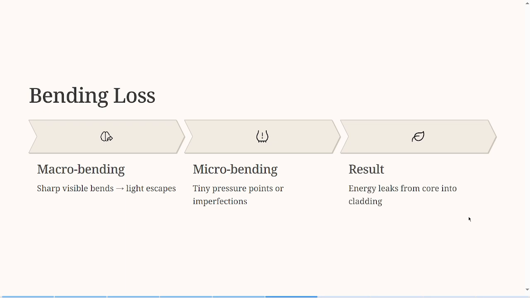Bending loss. Bending loss occurs when the fiber is bent beyond its critical radius. There are two types: macro bending, which is caused by visible bends or loops, and micro bending, which results from tiny pressure points or imperfections. When the fiber bends, the light no longer reflects properly inside the core and leaks into the cladding, causing signal loss. This is why careful installation and proper handling of fiber are very important.